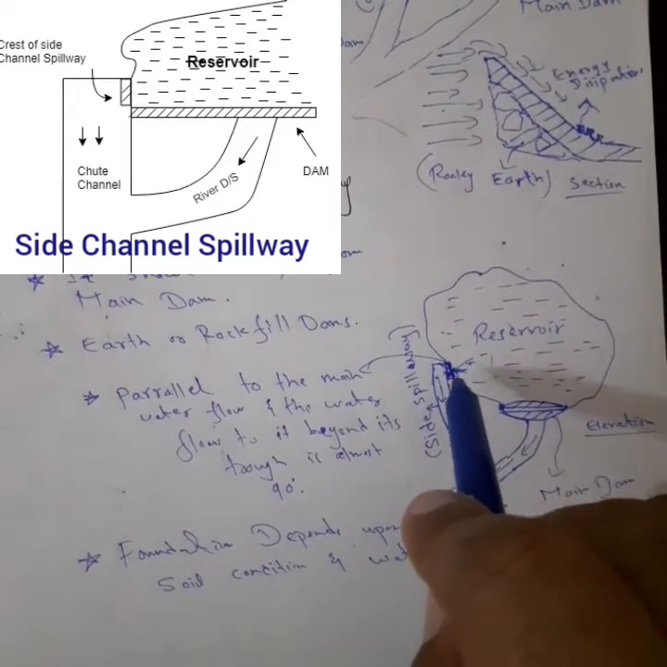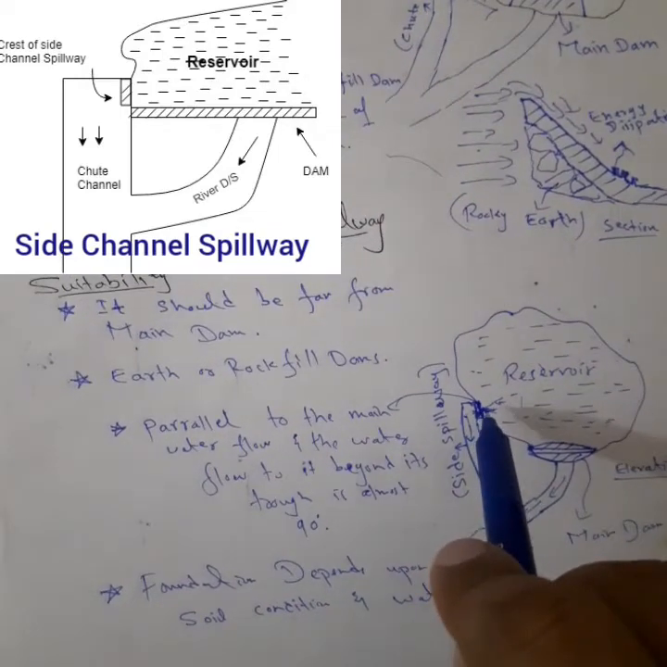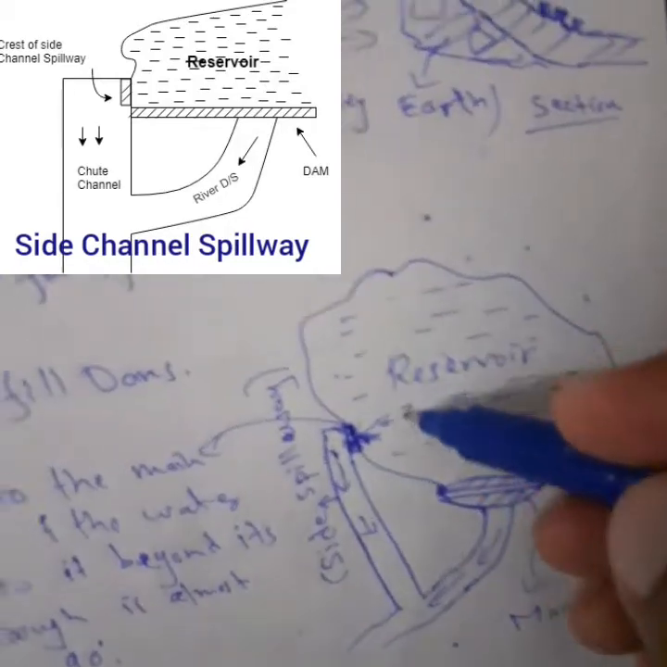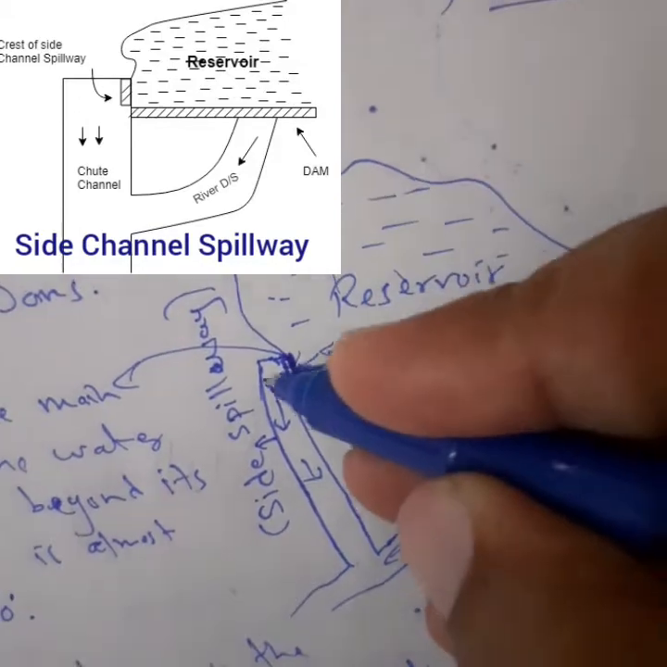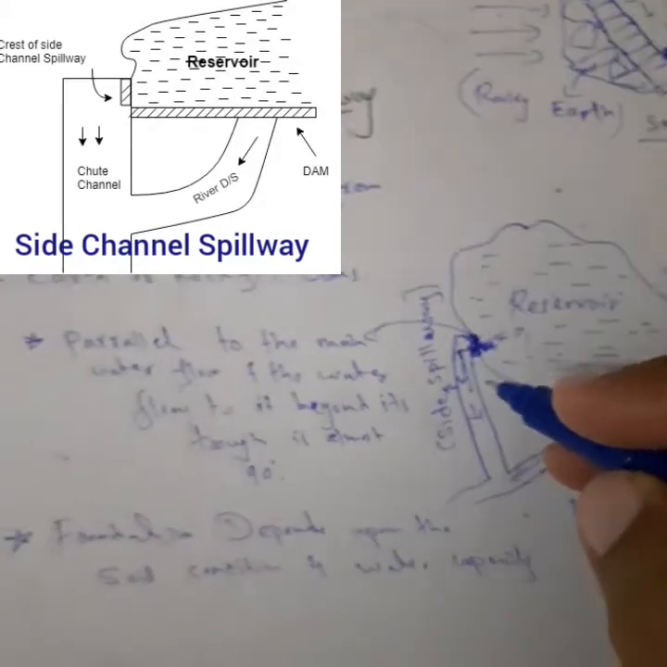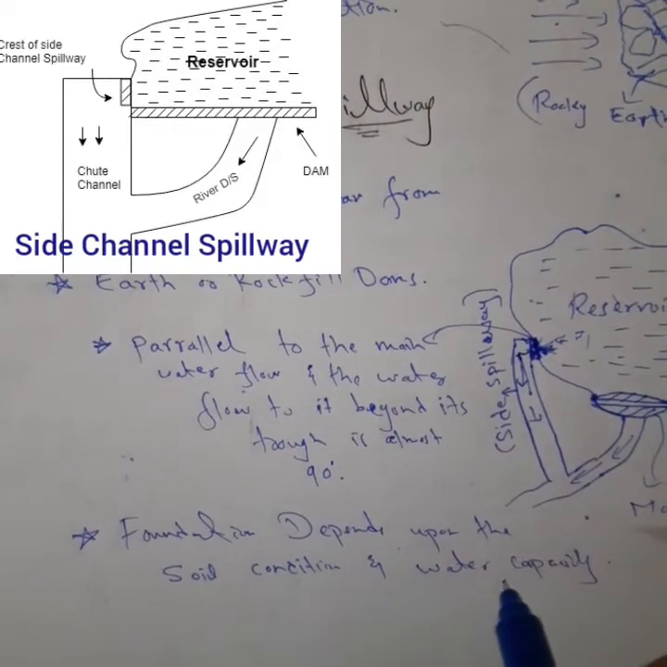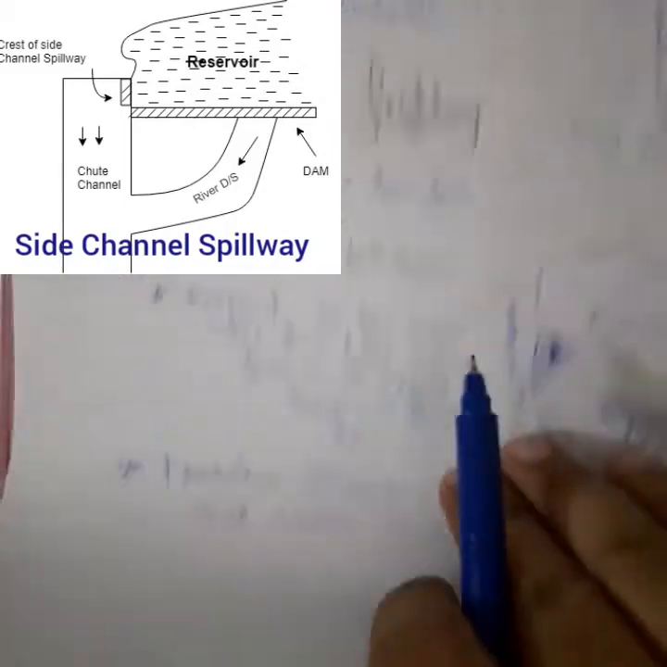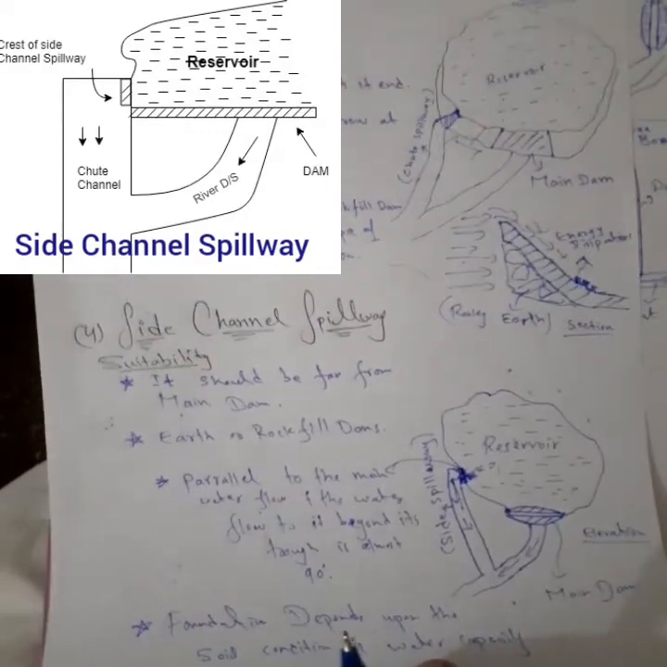So when the water flows, this is the crest level, and at the bottom it is the trough level. Then the water bends to the main canal at 90 degrees, like this. The foundation depends upon the soil condition and water capacity, so any type of foundation will be designed upon the capacity of the structure.